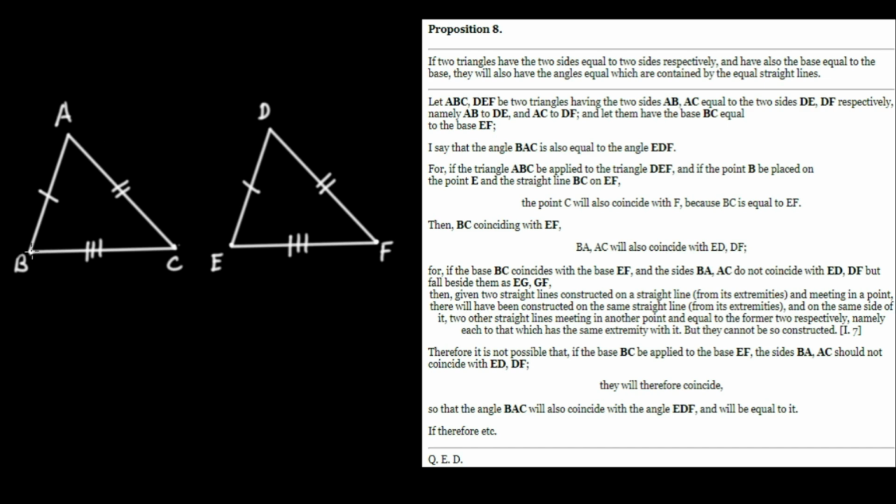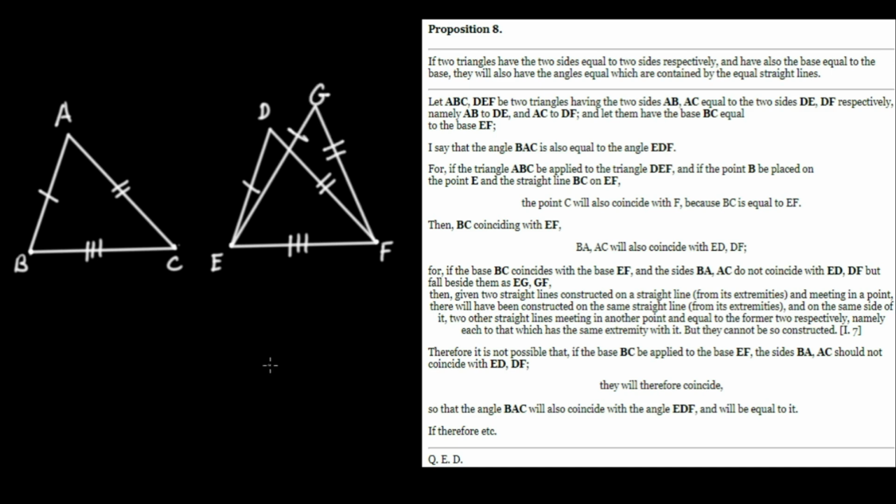So he says that when you do this, you place B on E, the bases will coincide, and he claims that BA is going to coincide with DE, and AC is going to coincide with DF. And let's consider the case where they don't. Let's consider the possibility that they don't coincide. He says, for if the base BC coincides with the base EF, and the sides BA and AC do not coincide with ED and DF, but fall beside them as EG and GF. So what's going on here is when you place B upon E, if something like this happens, they fall beside them, like so. We call this point G.